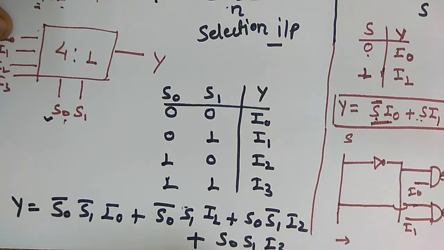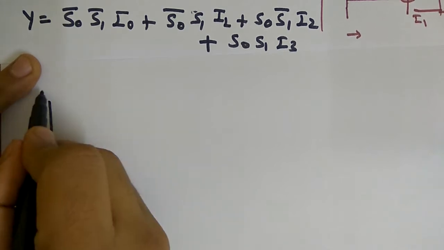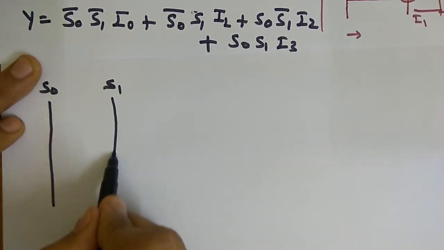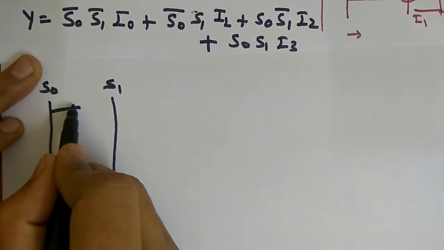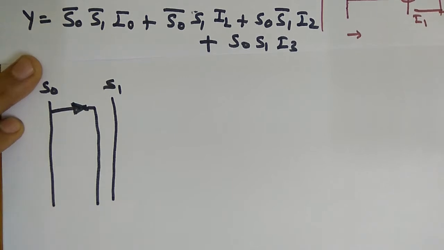So this is the expression for the 4:1 mux. Then we will implement it. Here we will have 2 lines, S0 and S1, and then the bar of each. This is not a NOT gate, sorry.